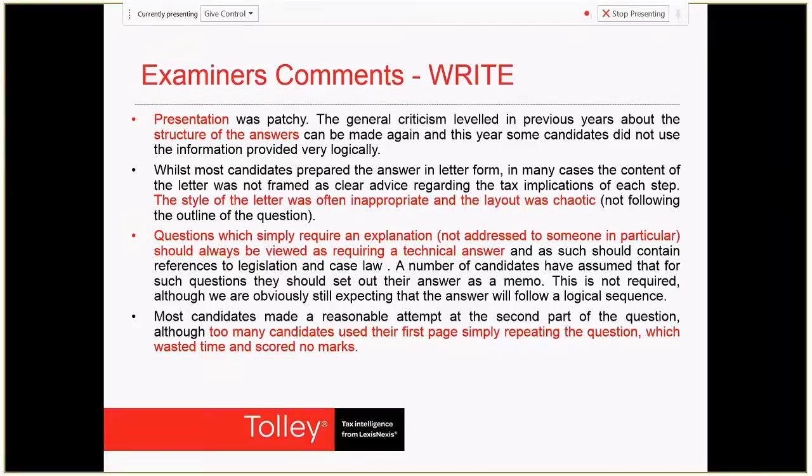So the problem is you've made a trading loss, and we now need to look at the options available to utilise that loss, rather than going straight into the options for your loss are. Because there will be some simple, easy marks for outlining the problem before you go on to the solution or options available.